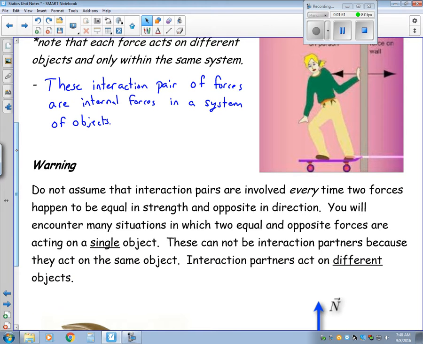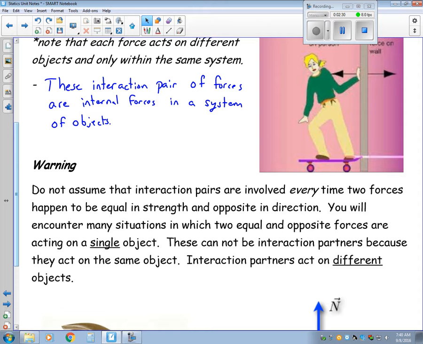Now, I do have a warning. Do not assume that interaction pairs are involved every time you see two forces that happen to be equal in strength and opposite in direction. You will encounter several situations where you'll see two forces that are equal in strength and opposite in direction, but the difference is that they're acting on a single object. They cannot be an interaction pair because they're acting on the same object. Remember, interaction pairs are internal forces in a system. So interaction pairs, or interaction partner forces, act on different objects.